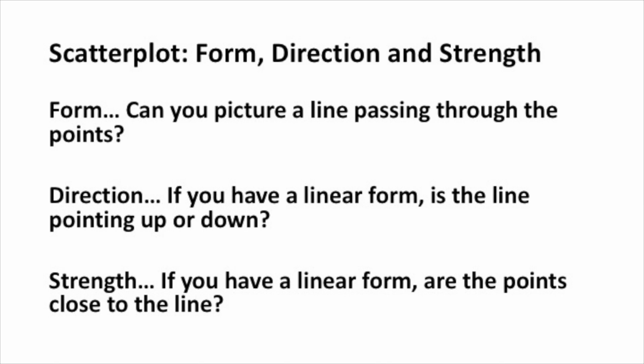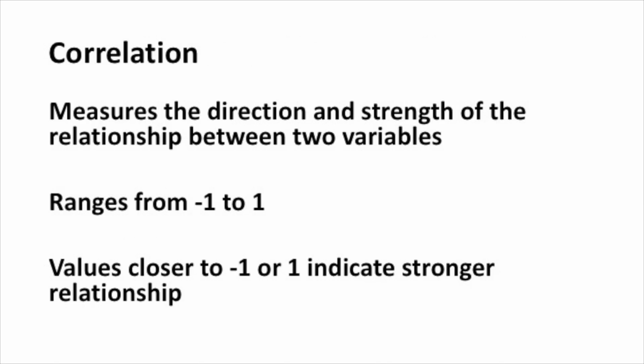close to the line? We use a correlation statistic to measure the direction and strength of the relationship between the two variables in the scatter plot. The correlation statistic ranges between -1 and +1, and values closer to either negative 1 or +1 indicate a stronger relationship. And positive values tell you that there's a positive relationship, and negative values for correlation tell you that there's a negative relationship between the two variables. When we get into Excel, after making our scatter plot, we'll calculate a correlation statistic.